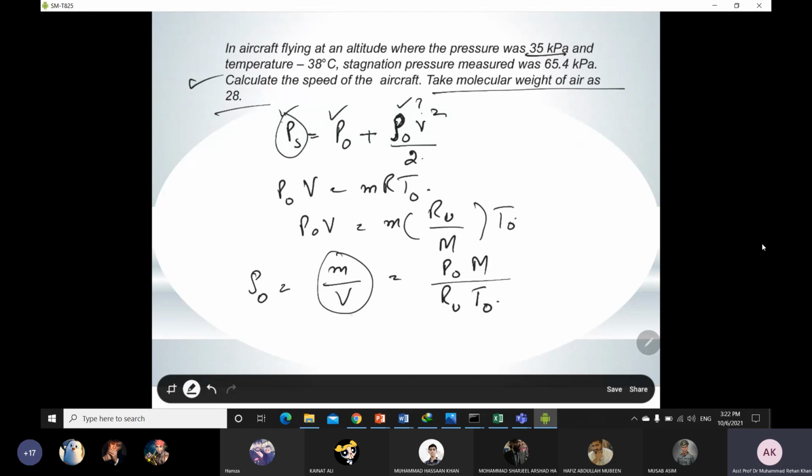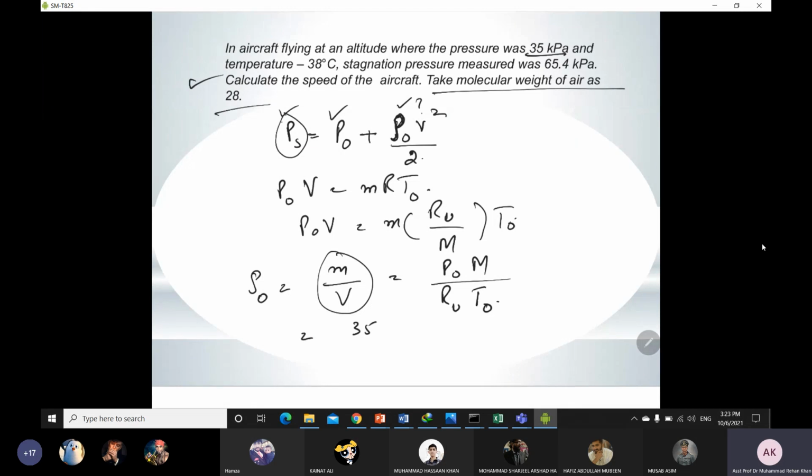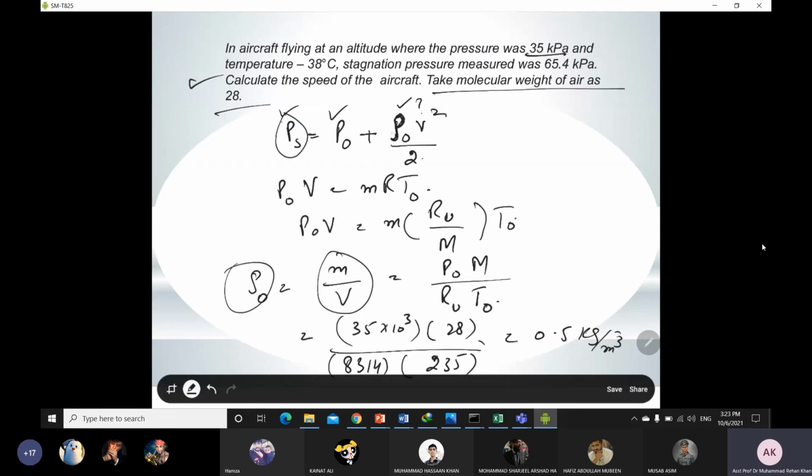The rho naught value comes from here by using all the required values: 35 into 10 raised to power 3, the pressure from the question data; 28, also mentioned in the problem statement; 8314, the gas constant; and 235, the temperature. If you solve it, you will get 0.5 kg per meter cube. So this is the value of rho naught. Simply plug the value into the equation.